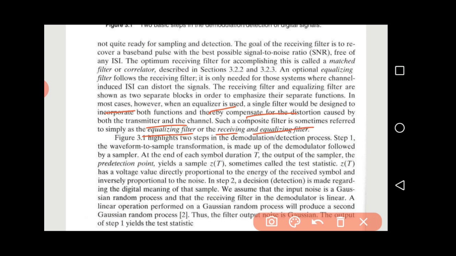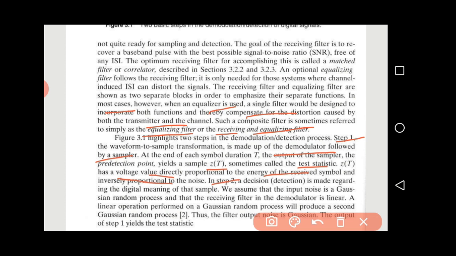The above figure highlights two steps in the demodulation or detection process. Step 1, the waveform to sample transformation, is made up of a demodulator followed by a sampler. At the end of each symbol duration T, the output of the sampler, the pre-detection point, yields a sample z(T), sometimes called the test statistic. z(T) has a voltage value directly proportional to the energy of the received symbol and inversely proportional to the noise. Step 2, a decision is made regarding the digital meaning of that sample.